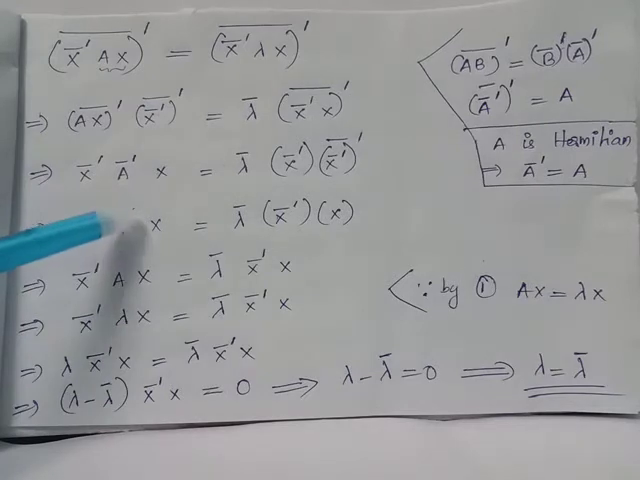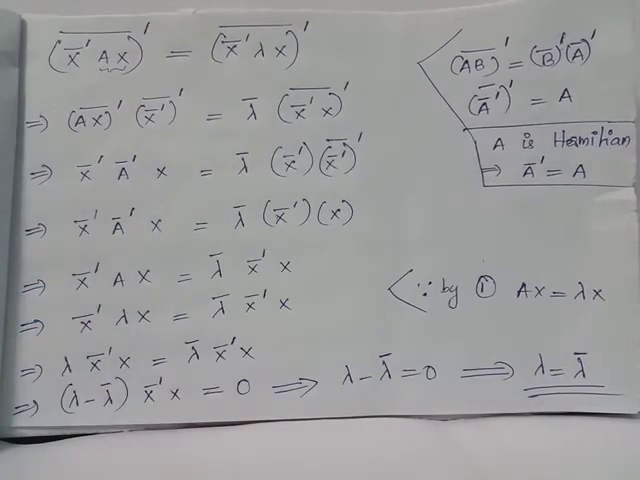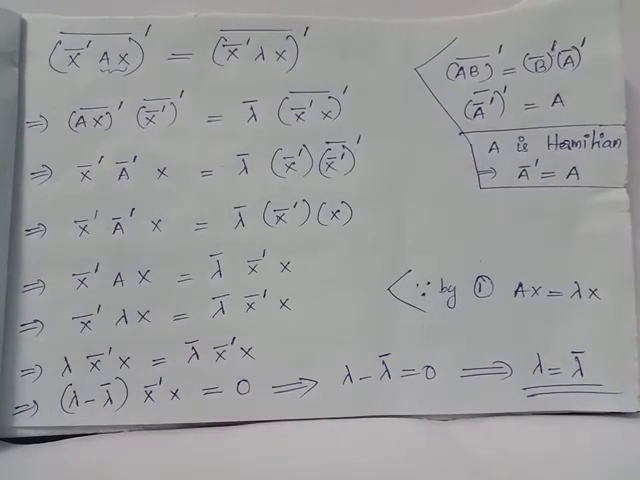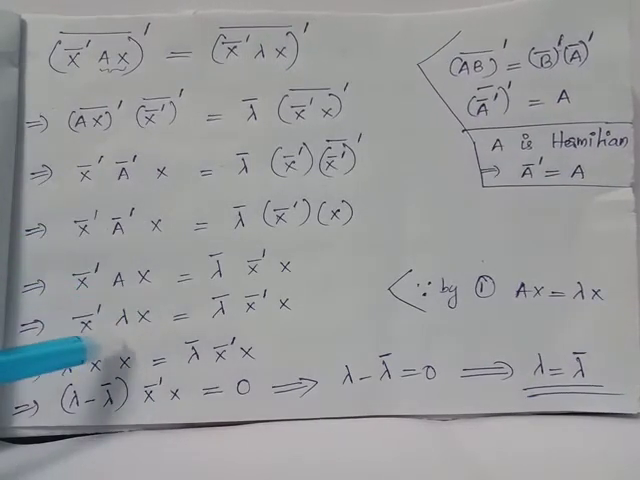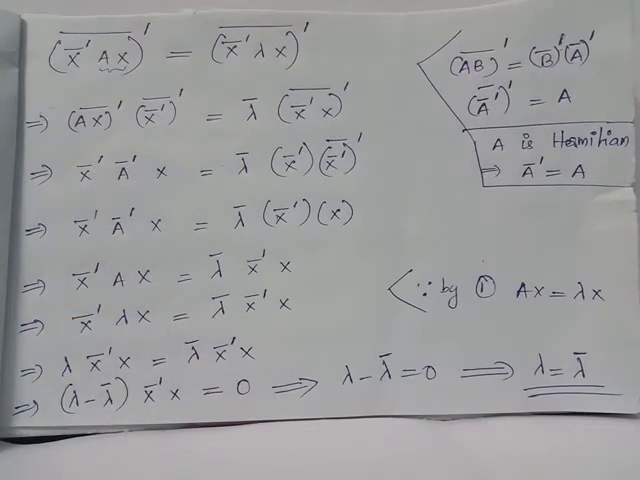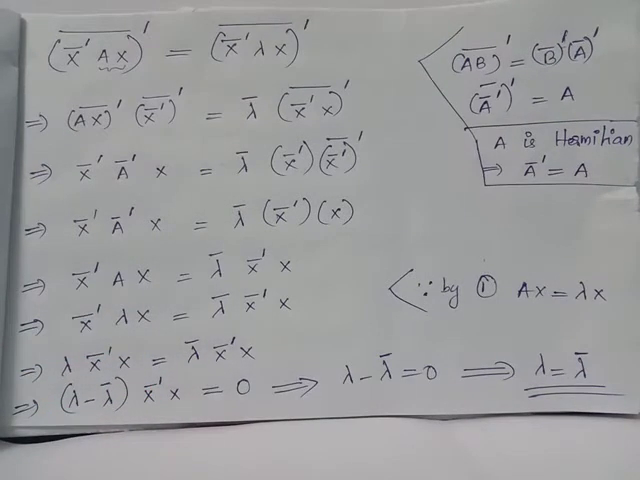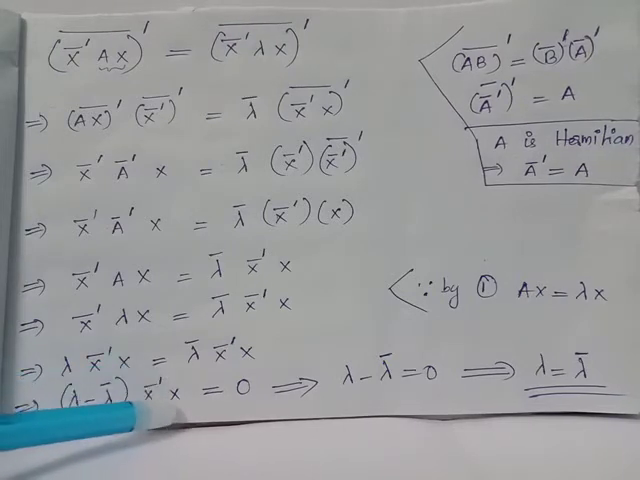We have A conjugate transpose replaced by A because it's given that A is Hermitian matrix. Now we have Ax replaced by lambda x because by equation 1 we have Ax equals lambda x. We may take out lambda outside the matrix multiplication because it's only a scalar quantity. Thus we have lambda into x conjugate transpose into x equals lambda conjugate into x conjugate transpose into x. We bring both the terms to one side and equate the other side to 0. Thus we obtain (lambda minus lambda bar) into x conjugate transpose into x equals 0.